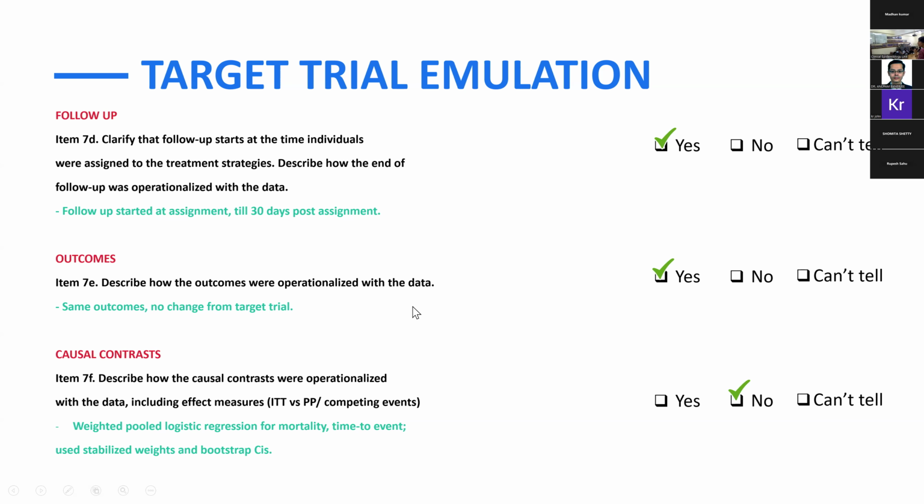Describe how the outcomes were operationalized with the data. So they looked at the same outcomes. They didn't change anything from the target trial. The primary outcome was mortality at 30 days.